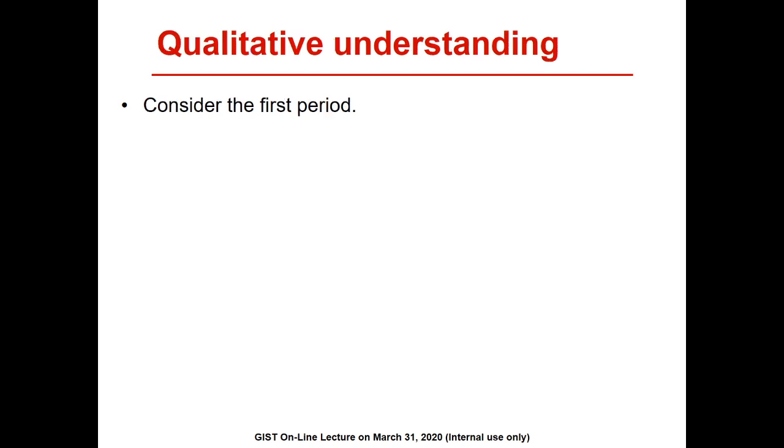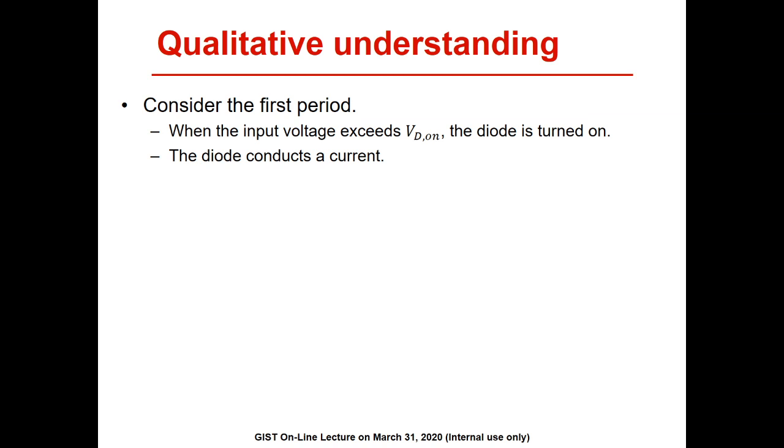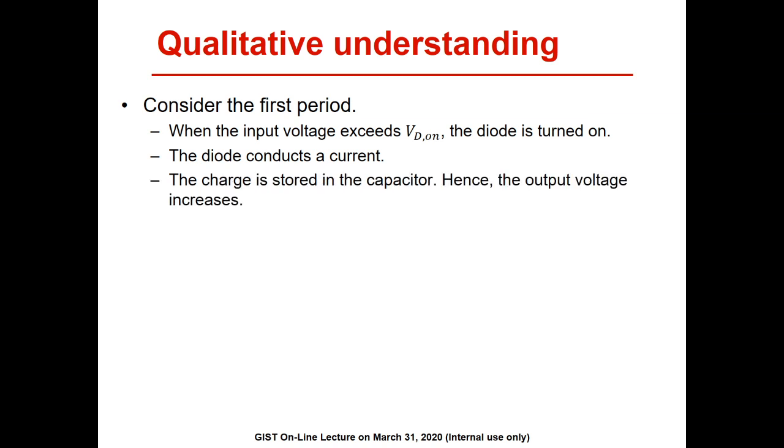Initially, the voltage is assumed to be 0. Therefore, the capacitor voltage is also 0. When the input voltage exceeds VD on, the diode is turned on. The diode conducts a current. The charge is stored in the capacitor.